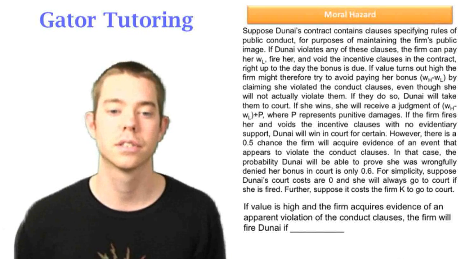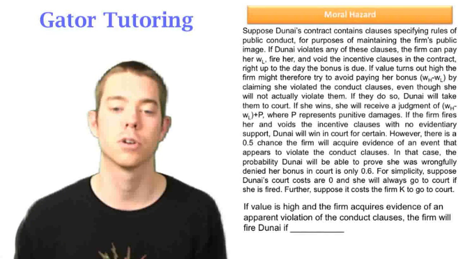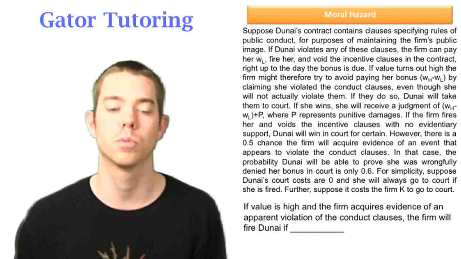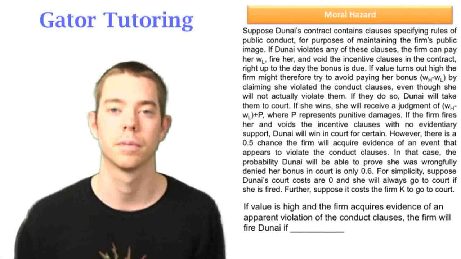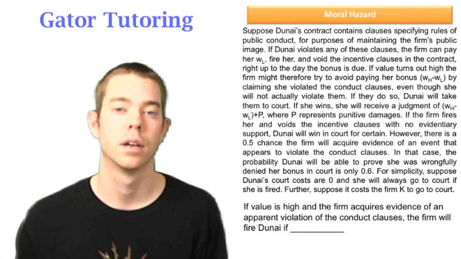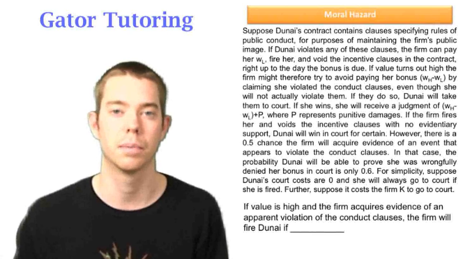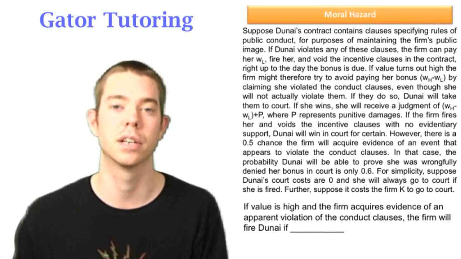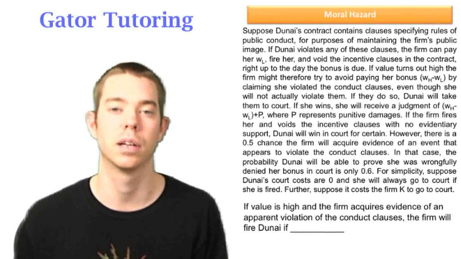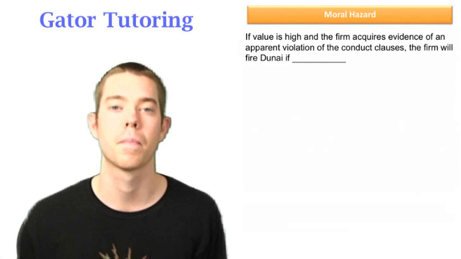The question says, if value is high and the firm acquires evidence of an apparent violation of the conduct clauses, the firm will fire or deny if blank. So first thing, we're assuming that the value was indeed high and they had that evidence. So the 50% of having the evidence isn't going to come into play, but the 60% of winning in court is going to come into play.